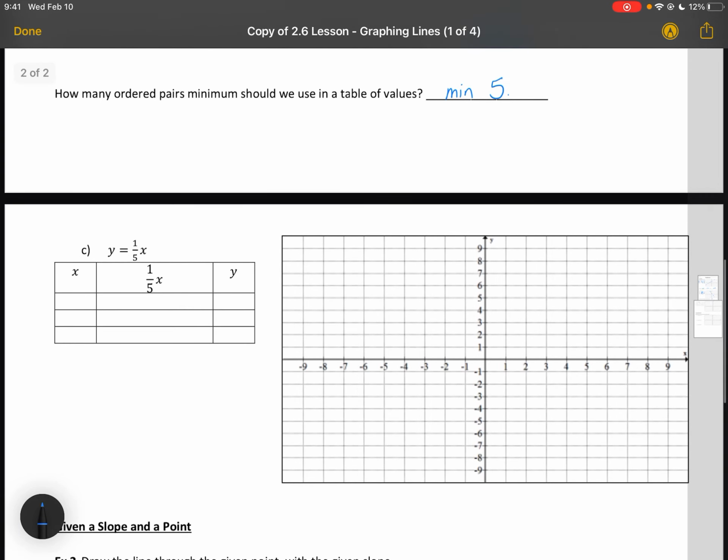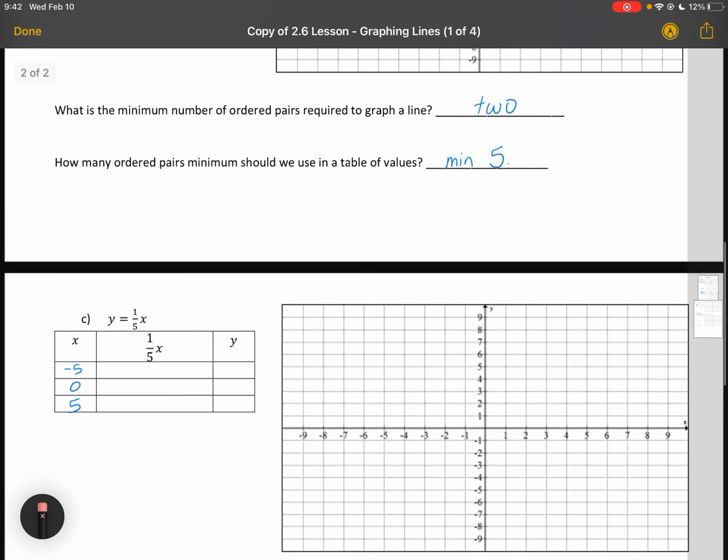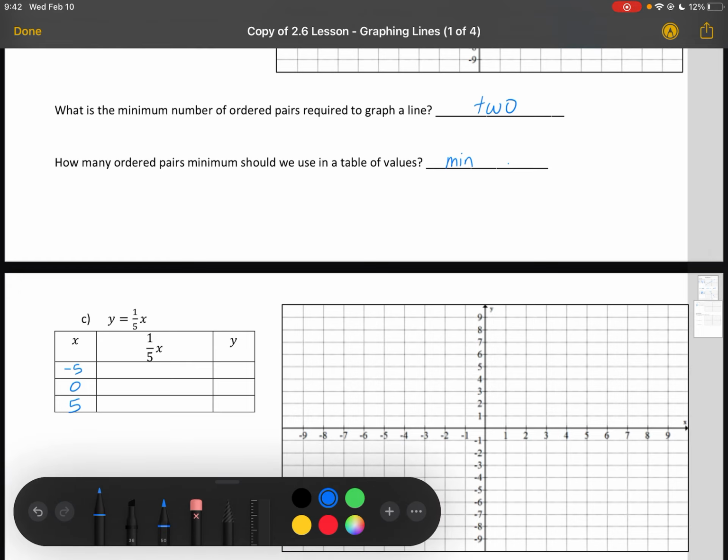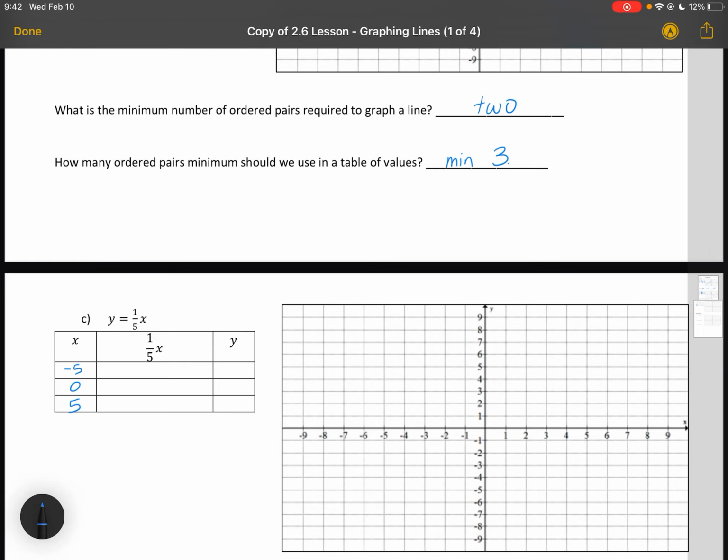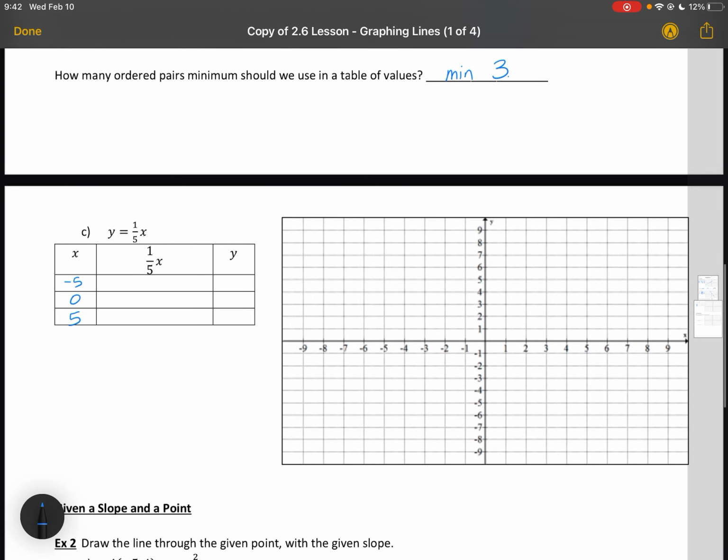Let's do another example here with a fraction. And now I've left the x values blank. Because I'm using a fraction, I want to use values that are going to be easy for me to graph. So I'm going to choose x as minus 5, 0, and 5. Okay. And let's actually just go back up and edit this. Using 3, we'll say, is enough to guarantee that you've got a linear pattern here. Okay, so I've chosen my 3 points here for x.